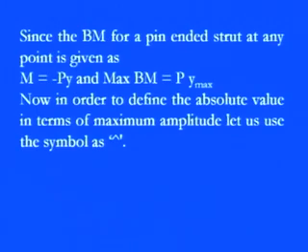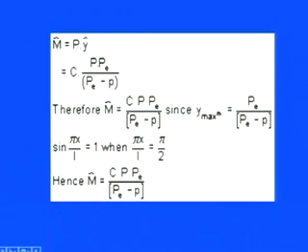So here in this case, the bending moment for a pin-ended strut at any point can be easily given as minus P times y, and the maximum bending moment is always somewhere where the maximum deflection is, so P times y maximum. In order to define the absolute value in terms of the maximum amplitude, we now use the cap notation.